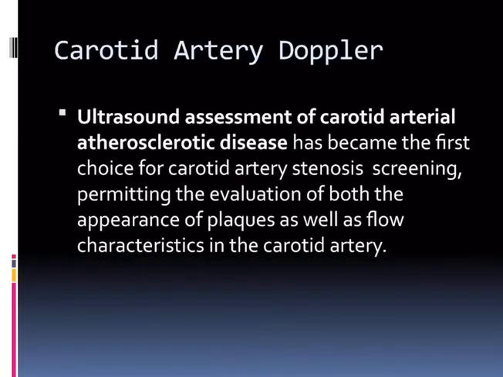Talking about the carotid artery Doppler, just like the Doppler for the venous system, we can also do the Doppler for the arterial system. Most importantly for the carotid artery in the neck. Why? Because the carotid artery in the neck is the main blood supply of the brain.